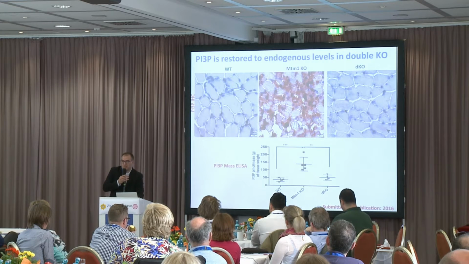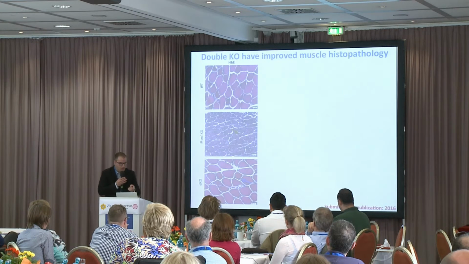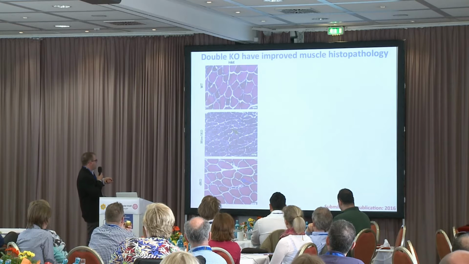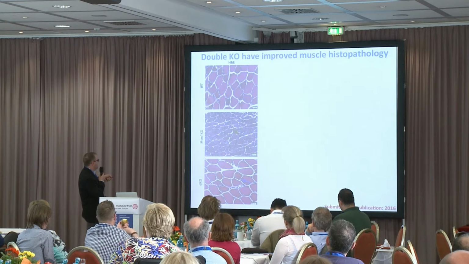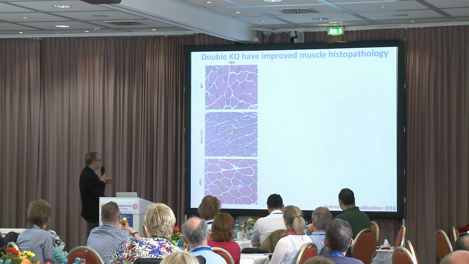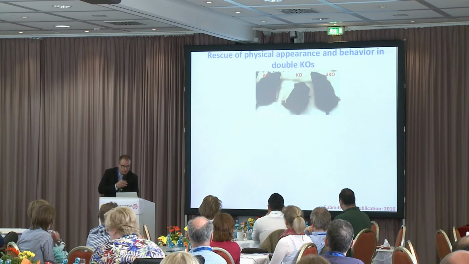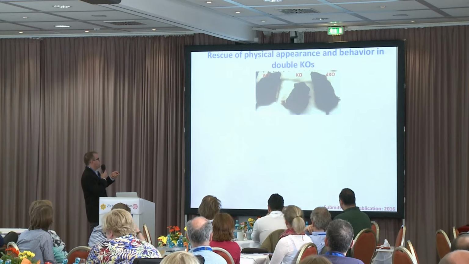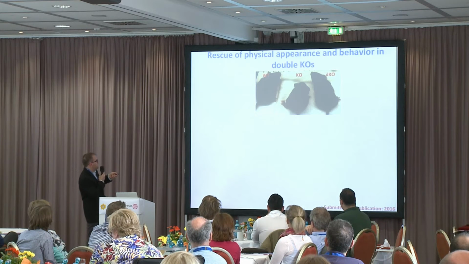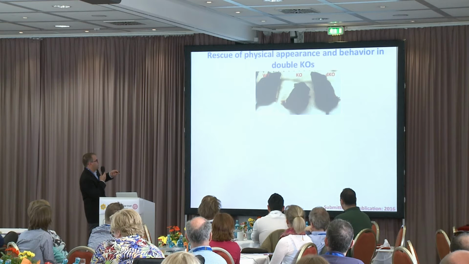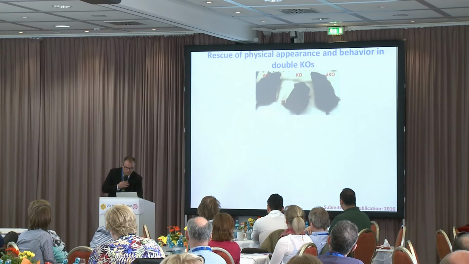So the next question is, does this mean anything for the mice? And we were happy to see that the muscle now looked quite normal when we lose both the MTM and the kinase. And we can show that with quantitation. But even more important, the mice themselves look normal. So this is the MTM knockout mouse, and this is now the double knockout mouse. It's missing both MTM1 and that kinase, the PI3C2B.